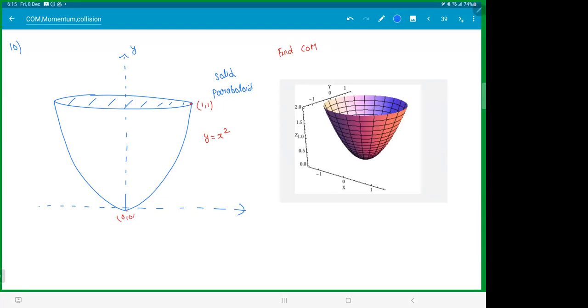Let's test your English. If I say it's a solid paraboloid, what do you mean by that? You mean it is solid here and there are holes inside? Think of it like this. Ever seen this thing? Sweet potato or any potato? You have a potato like this, just break it. It is solid, completely solid.